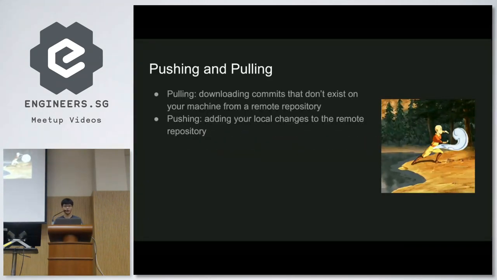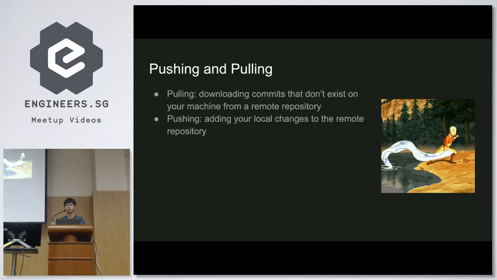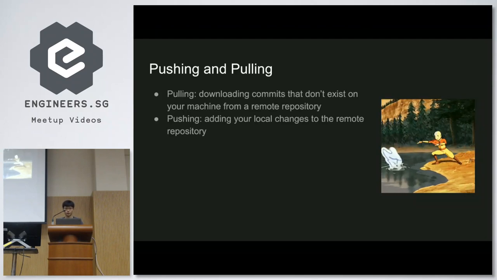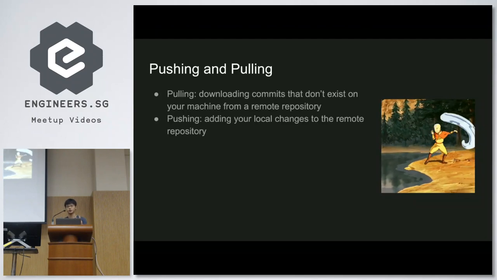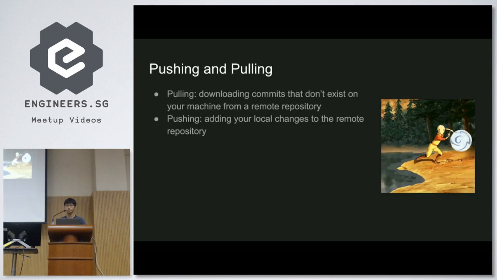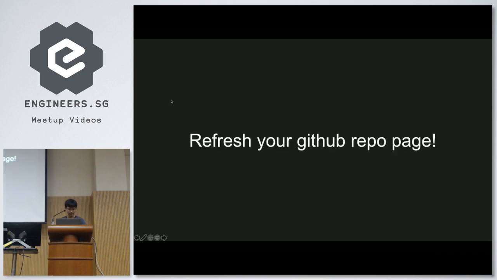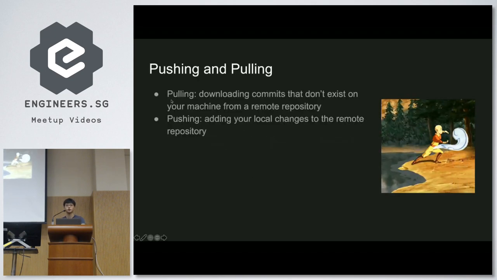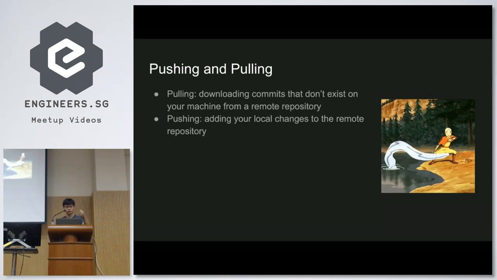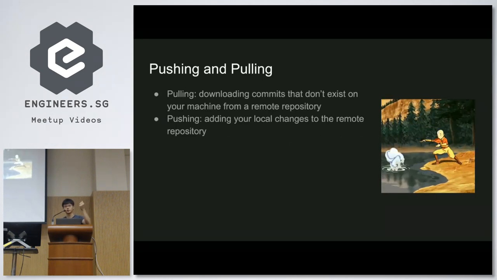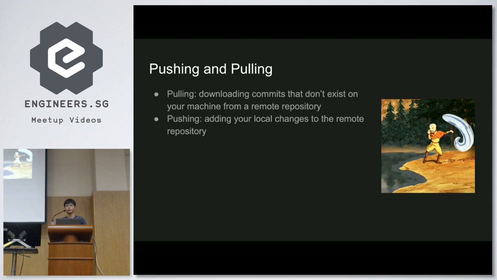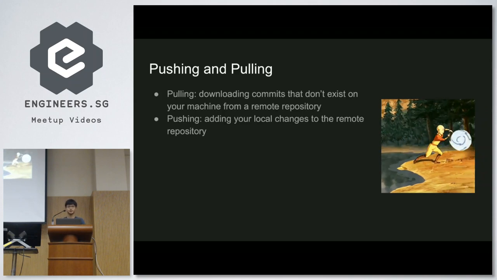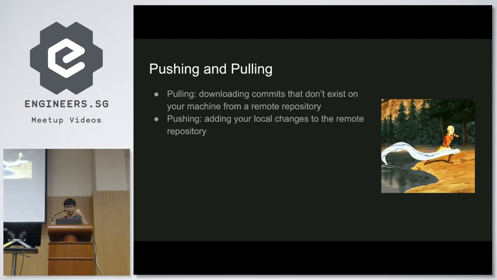So now that you have successfully synced your code with the online repo, it's a good time to introduce two new concepts, which is pushing and pulling. So we haven't done pull yet, but what I've done previously was a push. Push is basically adding your local changes to the remote repository. So just now, how do we get our changes onto the GitHub repo? We did a git push. Make sense? And then the converse would be a git pull.